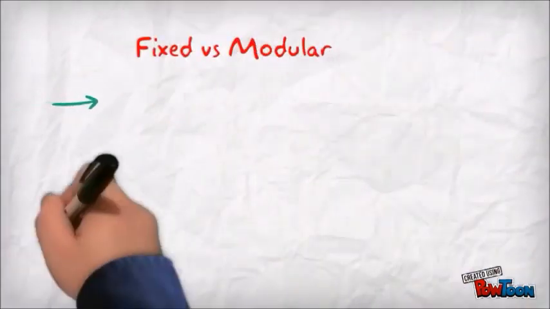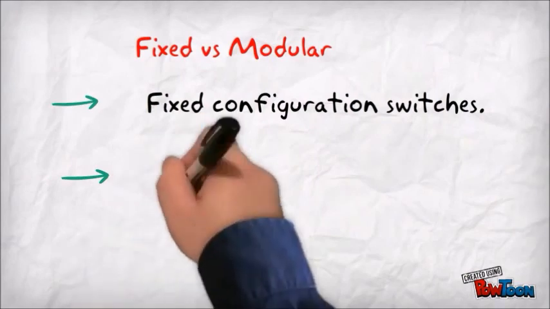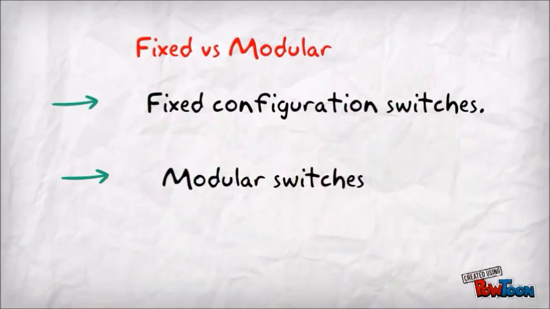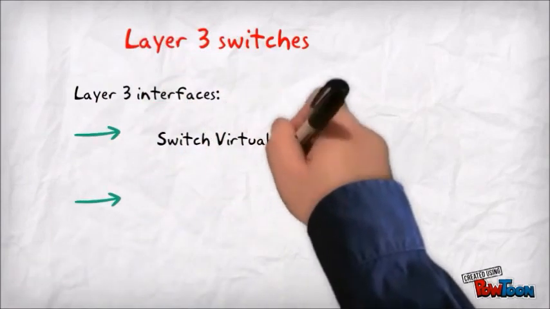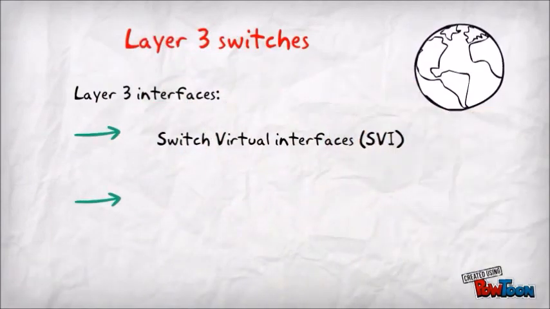Fixed configuration switches have features or options that cannot be added beyond those that originally came with the switch, while modular switches offer more flexibility in their configuration. The major types of Layer 3 interfaces are the Switch Virtual Interface, the Routed Port, and Layer 3 EtherChannel.